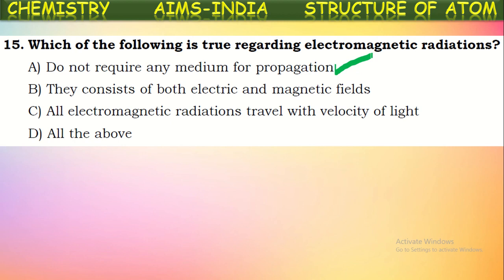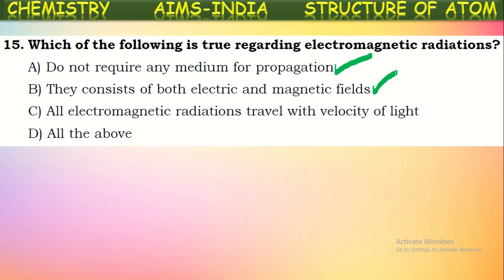This is correct. These electromagnetic radiations consist of both electric and magnetic fields. Yes, because these electromagnetic radiations are produced by charged particles which are revolving at high speed. As they are produced from charged particles, they possess both electric and magnetic fields. This is also correct. Next statement. All electromagnetic radiations travel with the velocity of light. Yes, this is also correct.